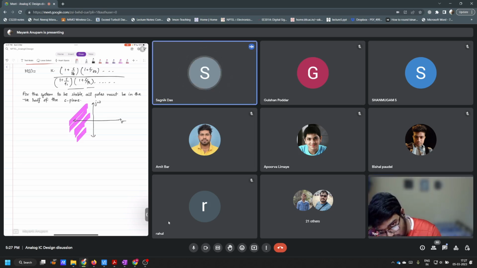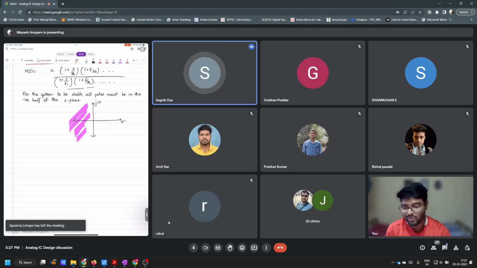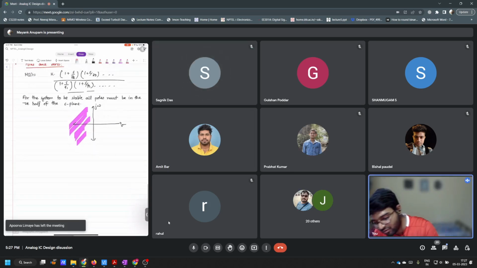Are you sure? Inside the UGB, the number of poles minus the number of zeros should be 1. No, no. I'm talking about this H of s, this transfer function.